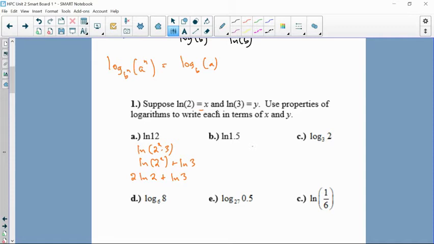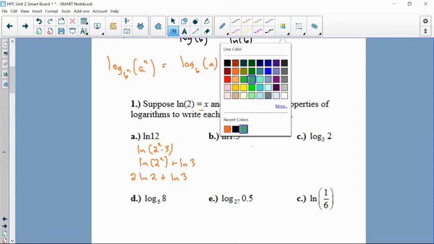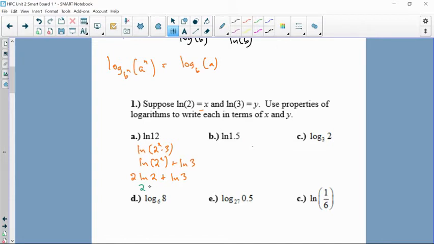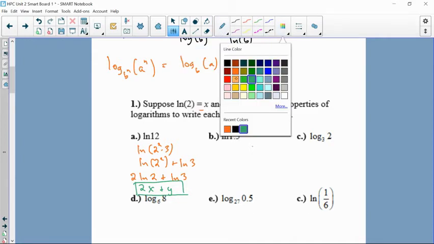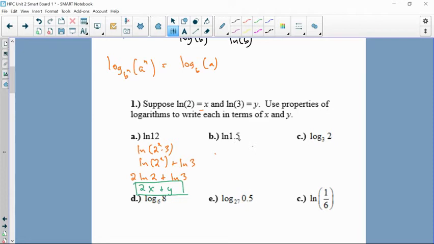And now I know what natural log of 2 is equivalent to, and natural log of 3 is equivalent to. So I can say this is 2x plus y. Okay, so that's kind of the idea here. And all of these should be able to be manipulated with a 2 and a 3. So then we look at the next one. It says natural log of 1.5. Well, 1.5, if you think about that as a fraction, is 3 divided by 2.